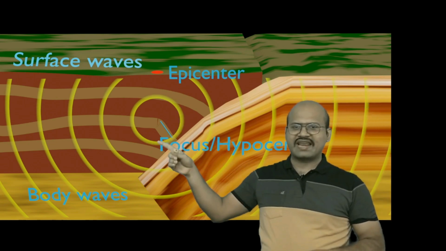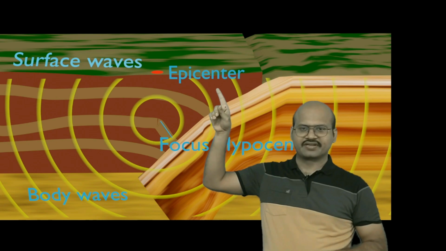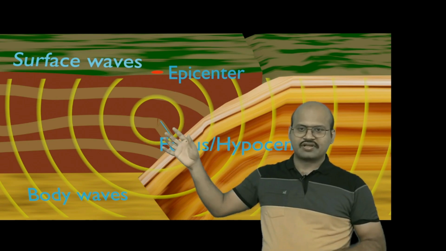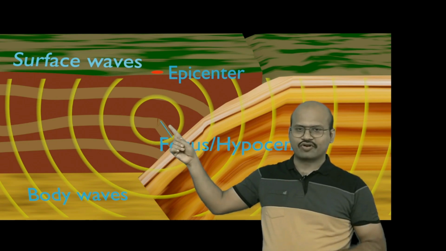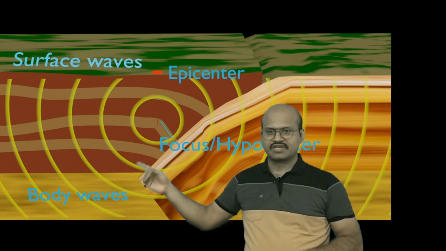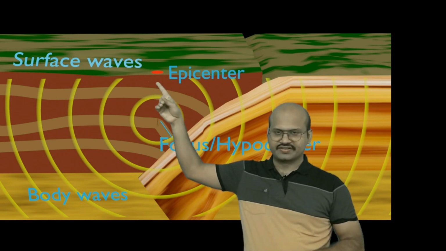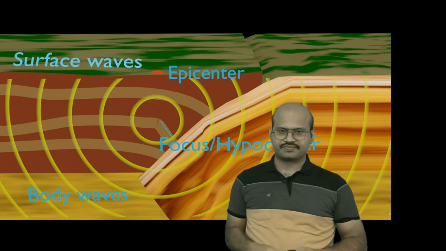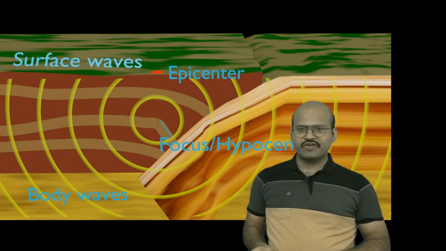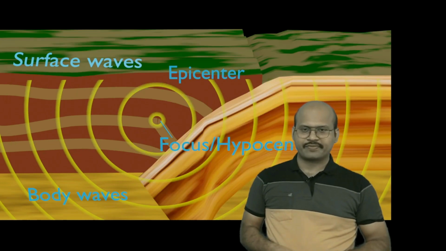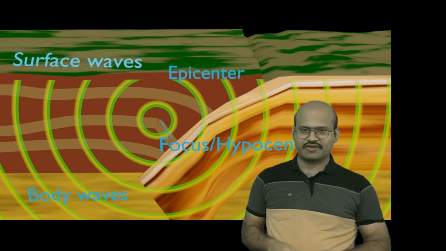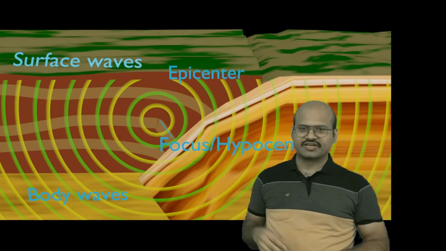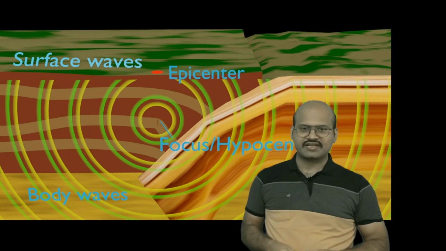The point directly above this focus is called epicenter. This is the point on the surface closest to the focus. The waves which are emitted at the focus are called body waves. These body waves, when they reach the surface, create another type of waves which we call surface waves. Moreover, body waves are not of only one type, but two types of body waves are emitted. Here we can see that the green one is slower than the yellow one. The yellow line indicates P waves while the green line indicates S waves.